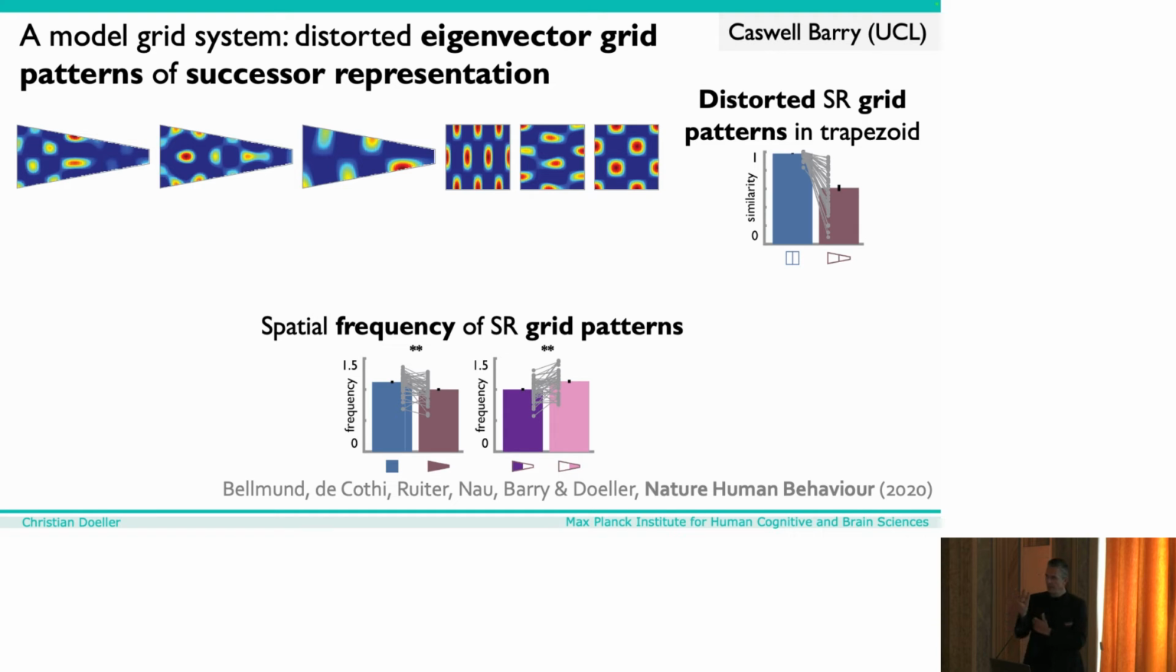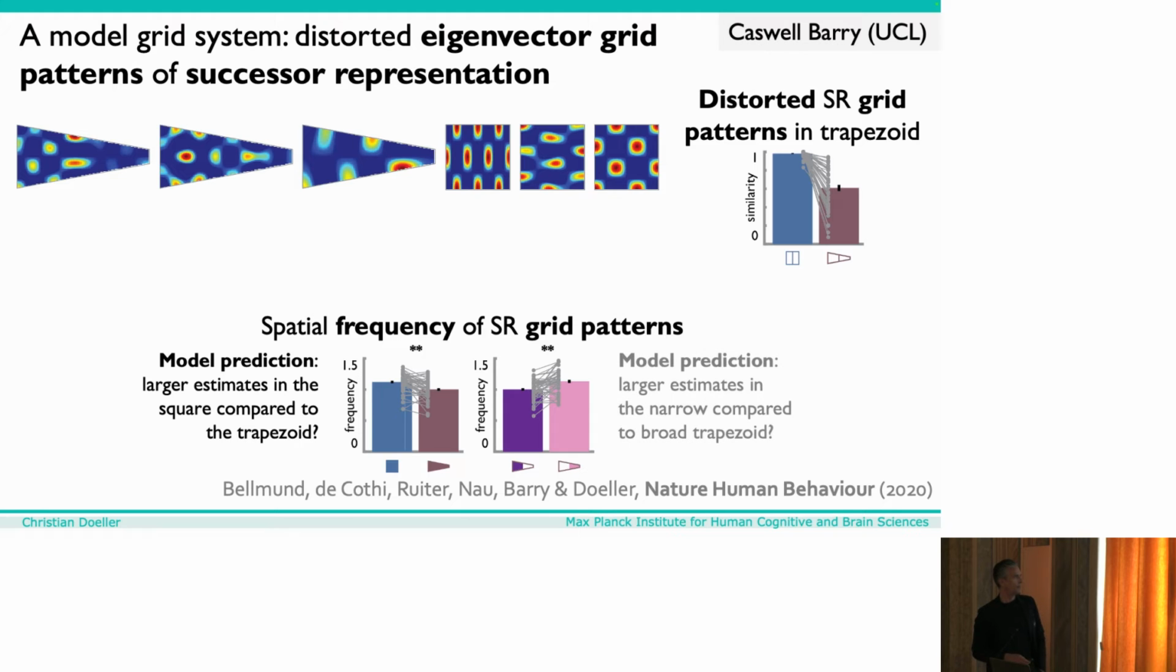And with spatial frequency, I mean the regularity, the spatial frequency of the grid fields basically. So in the square compared to the trapezoid, you have a higher frequency of the grid pattern. So in the square, the cells are more packed compared to the trapezoid. And we also see that difference between the broad and the narrow part of the trapezoid.